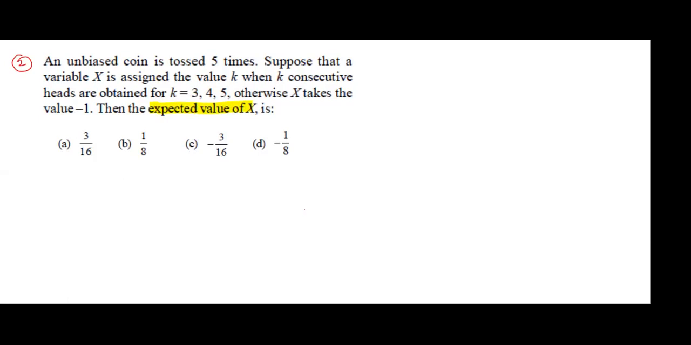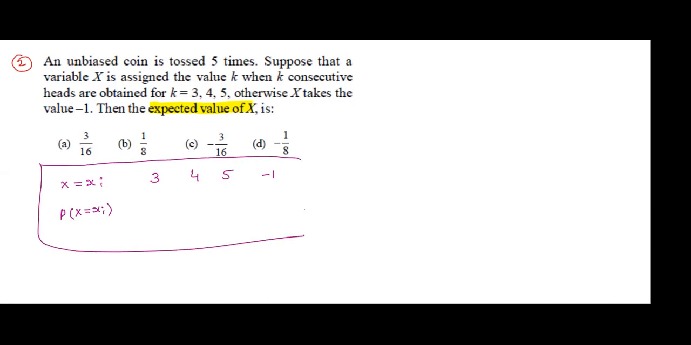So first we need to form the table. One row is x equal to xi. Next, probability of x equal to xi. Here observe that 3 consecutive heads, value should be 3. 4 consecutive heads, value 4. 5 consecutive heads, value 5. Other than that, the random value is -1. So this table we need to find first.